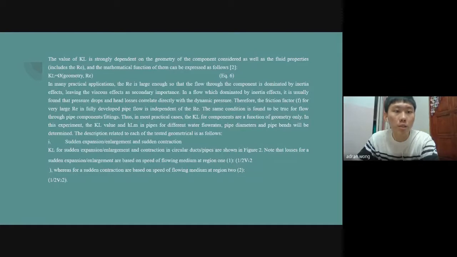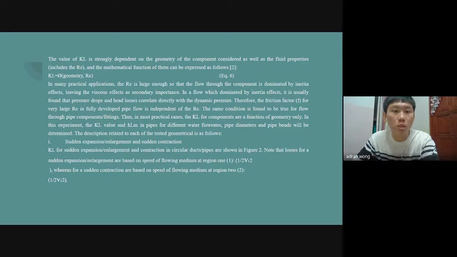Next, the value of KL is strongly dependent on the geometry of the component considered as well as the fluid properties, including the Reynolds number, and the mathematical function of them can be expressed as shown in equation 6. In many practical applications, the Reynolds number is large enough so that the flow through the component is dominated by inertial effects, leaving the viscous effects of secondary importance.